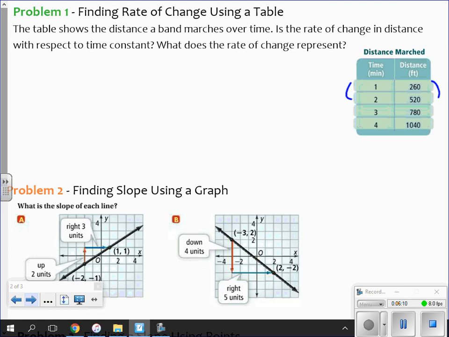Okay. So the first thing I want to look at is, is this number a change? How much does it change? When I go from 260 to 520, how much does it go up by?